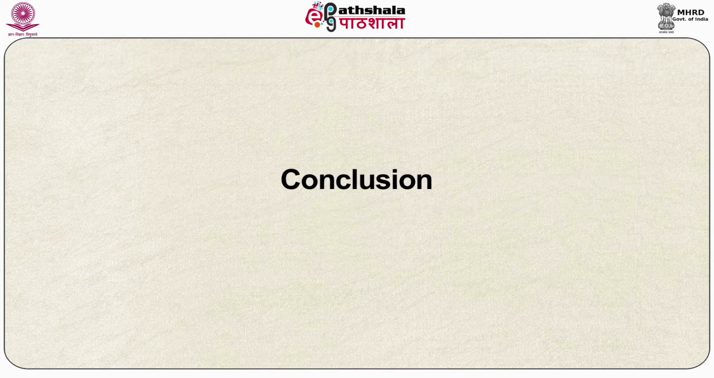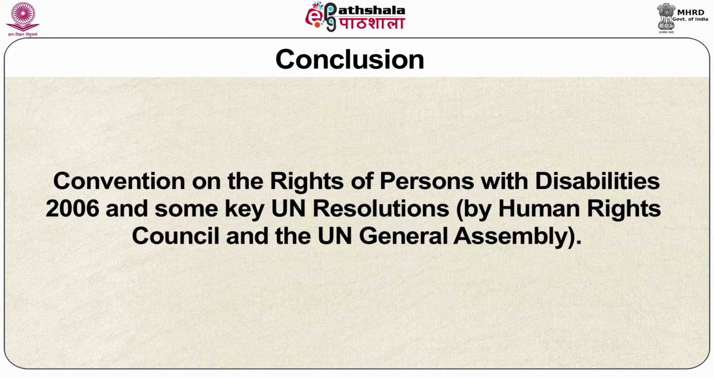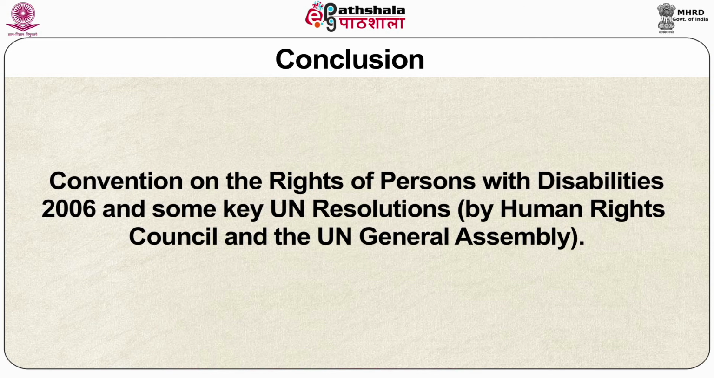It would be fine to conclude this discussion of the right to water in international law by recalling that we discussed the positioning of the right to water as an explicit or an implicit right in various legal treaties and documents and UN resolutions. This module provided a brief overview of all of these legal instruments and how they recognize access to water and sanitation as a basic human right. Let us recall that these instruments were the Convention on the Rights of the Child, ICCPR 66, the Convention on the Rights of Persons with Disabilities 2006, and some very important UN resolutions by the Human Rights Council and UN General Assembly.